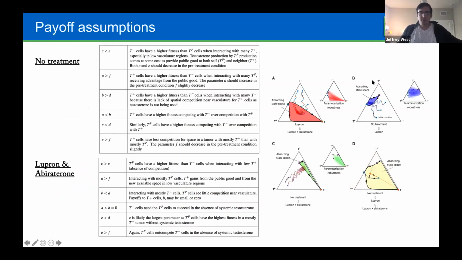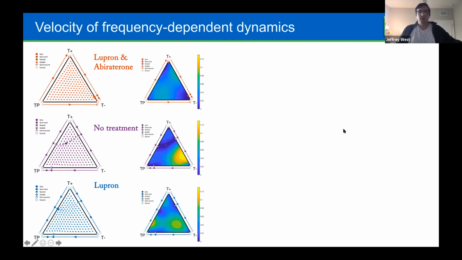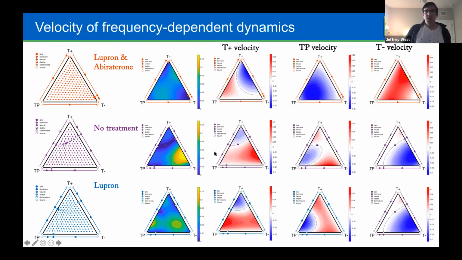Okay, so I'm going to skip this slide, but this basically says that this is robust according to many different parameterizations. And then this slide shows that the frequency-dependent dynamics are heavily dependent on the velocity at each given tumor composition. And we can also look at the null lines for each of the controlling populations. So for example, the T- population is the one that we want to control, so we should look at the isocline, which determines when that population is growing versus decaying.